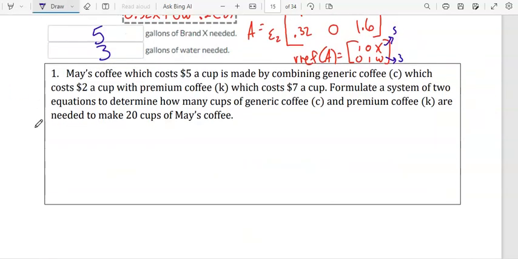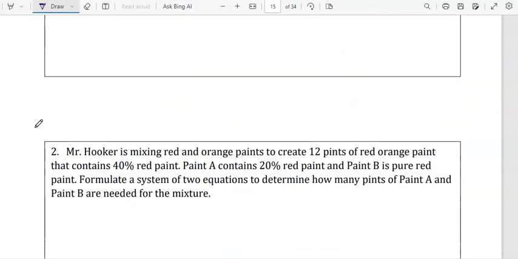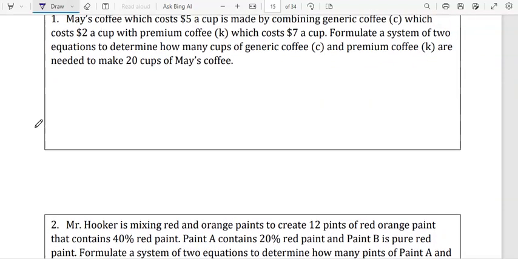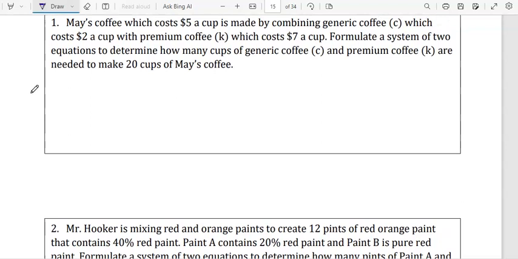Go ahead and try the similar examples below. When you're done with them, check your answers and then move on to the next skill.